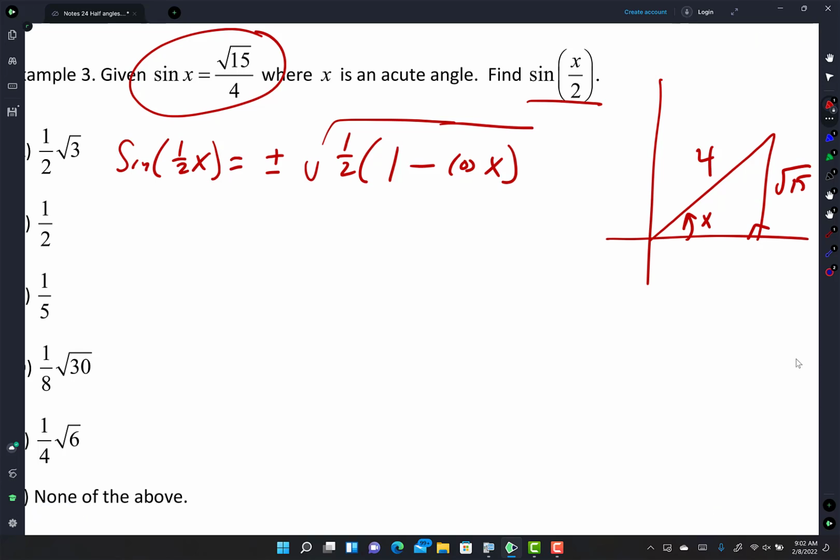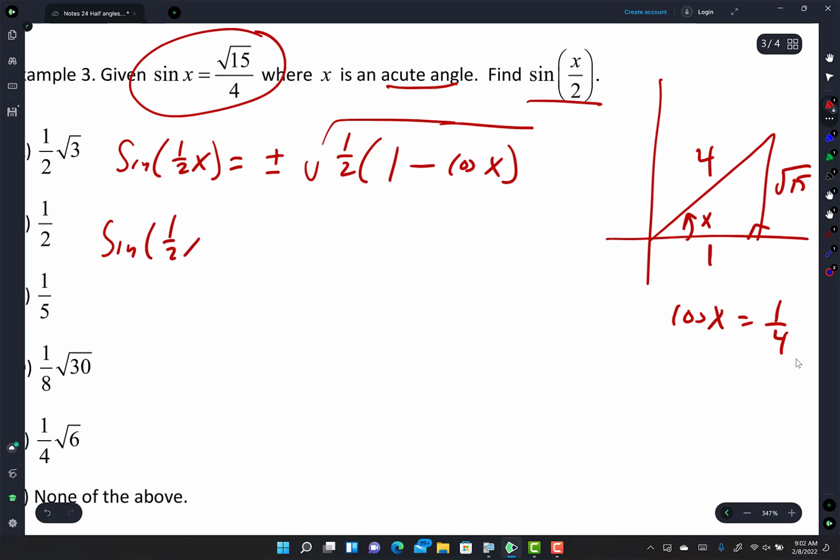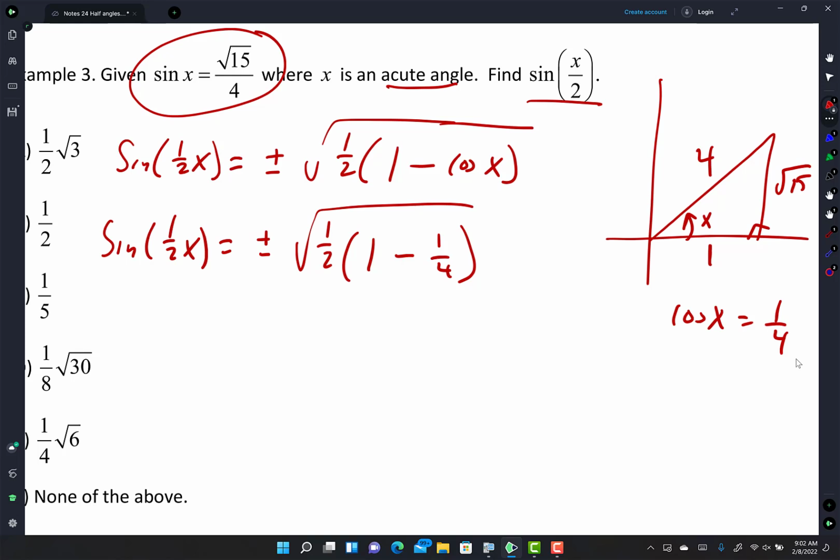So I need my adjacent side. So what's 4 squared? 16. Square root of 15 squared? 15. 16 minus 15? 1. And the square root of 1? 1. They told me it's an acute angle, so everything's positive. So here we go. From there, you get that cosine x is 1/4. So sine of half x equals plus minus square root 1/2 parenthesis 1 minus 1/4. You're done with pre-cal. The rest is arithmetic. Not even algebra, guys. It's just arithmetic.